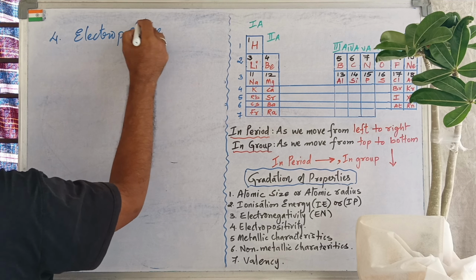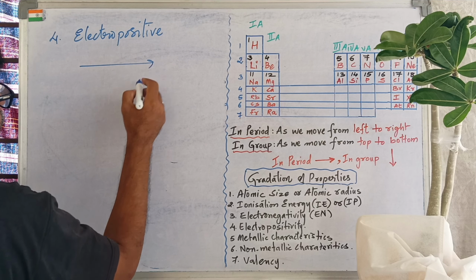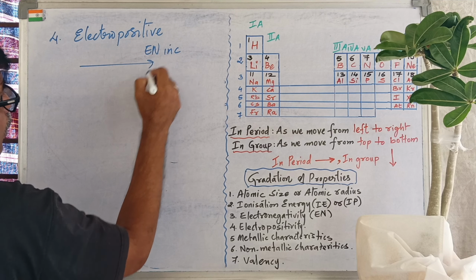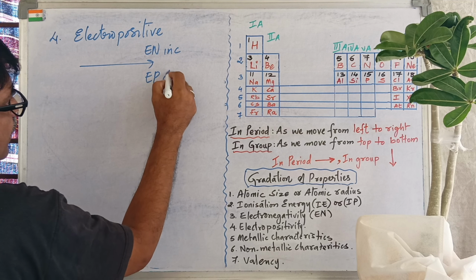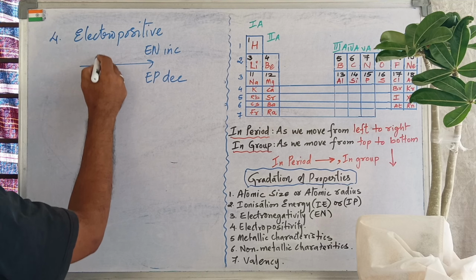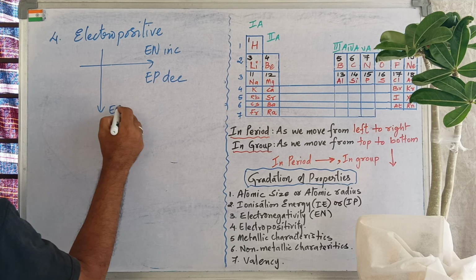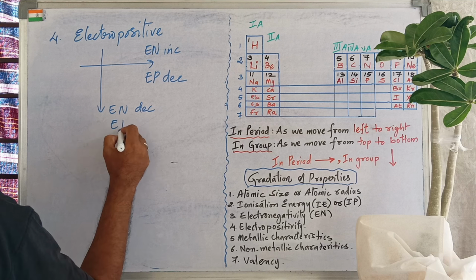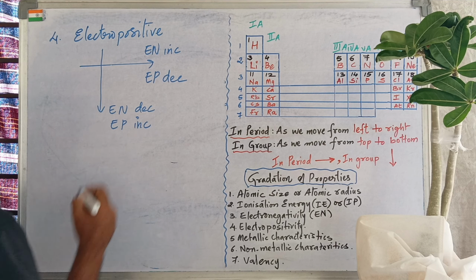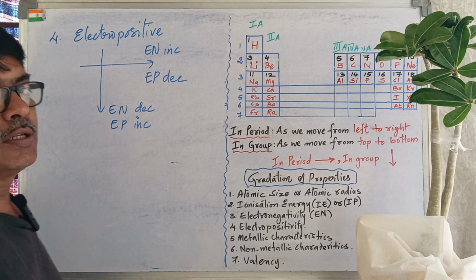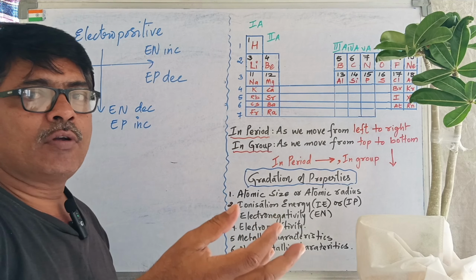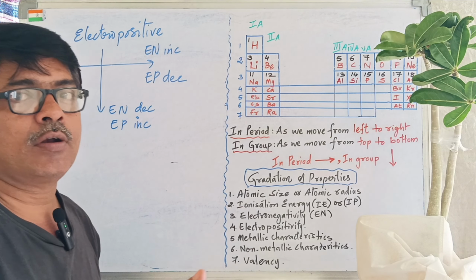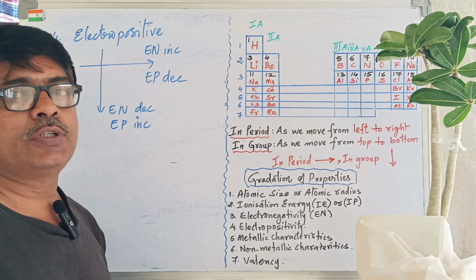But I will give you an explanation for this. Same way, just now we have seen electronegativity was increasing in the period, so automatically electropositivity will decrease in this case. Just now in the group, electronegativity was decreasing, so now electropositivity will increase. Now what do you mean? By losing an electron, an atom will gain positive charge.